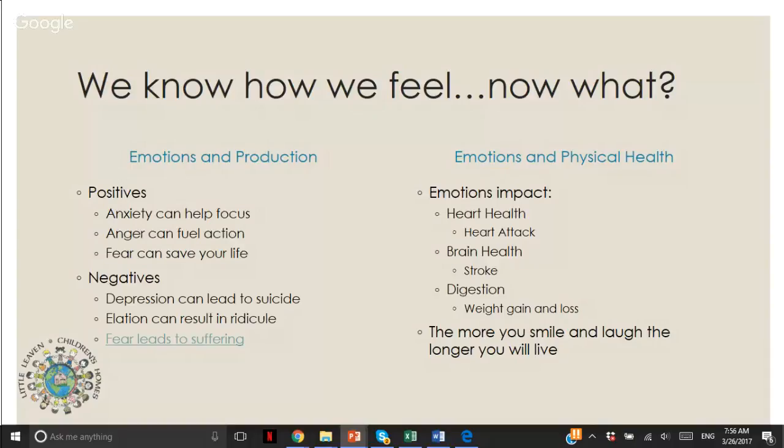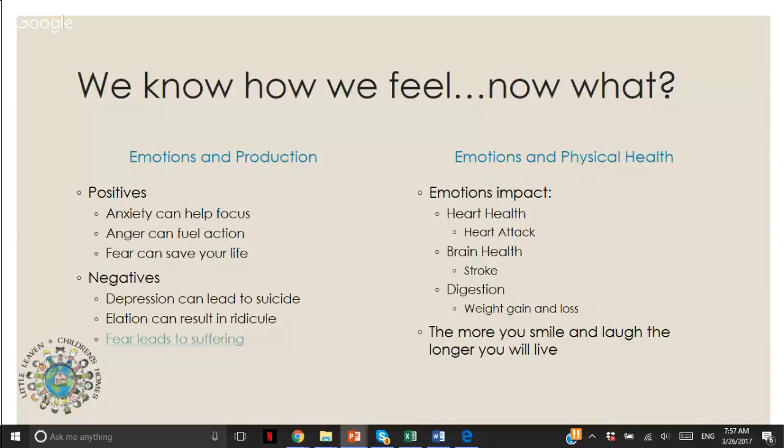So generally, we're pretty anti-fear, although that can't negate the fact that fear can save your life. Having a healthy fear of getting hit by a car may make you put on a seatbelt. So, anyways, go to the right: emotions and physical health.